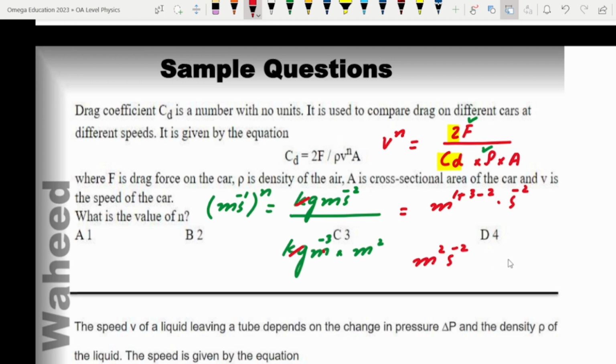What if I write m2 s minus 2 as m s minus 1 raised to the power 2? Don't you get the same thing? I mean, meter square per second square can also be written as meter per second, the whole square of it, because we can compare the coefficients only if the bases are the same. So now the base on the left side equals the base on the right side. Now you can compare the exponents, that n would be equal to 2. So n equals 2 is the right answer for this one.